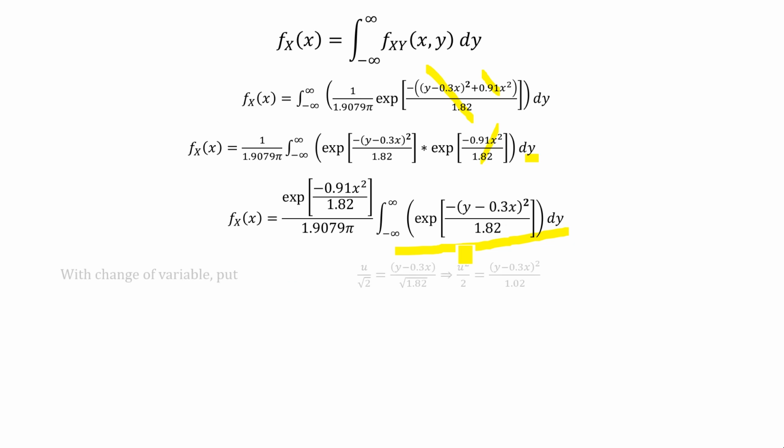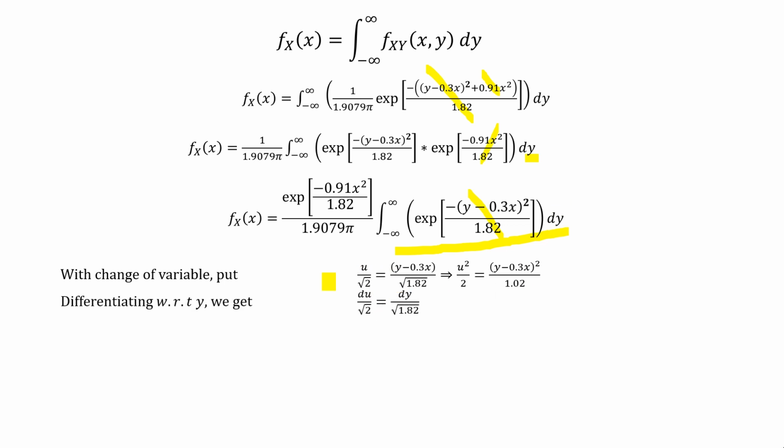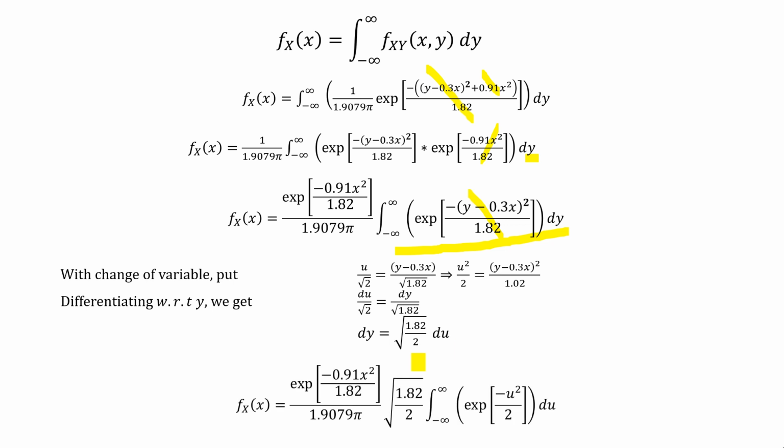Use the change of variable concept. Replace these two terms by u square by 2. Take square root on both sides. U by root 2 is equal to this term. So this dy should be written in terms of du, so differentiate with respect to y. As a result, this dy can be replaced by square root of 1.82 divided by 2 into du. Finally, after the change of variable concept, this equation can be replaced with this expression.